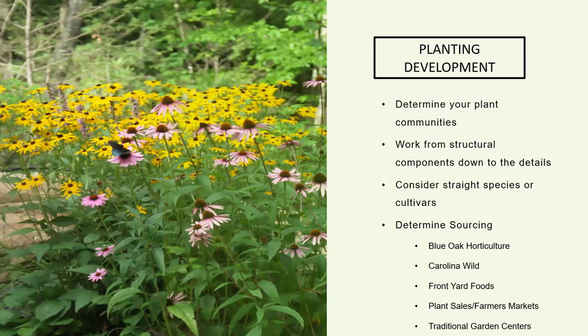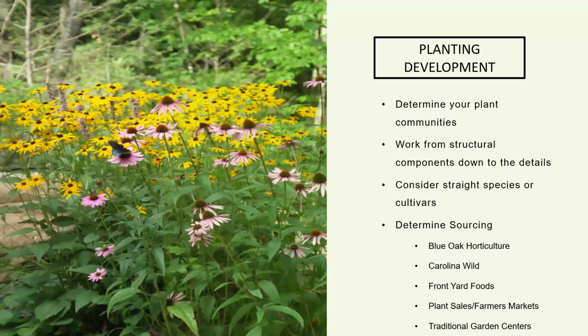And so once we do have all that structural stuff figured out, then we get into that planting development. And plant communities are key. And in order to determine those plant communities, we are thinking sun and shade. We are thinking wet or dry. We are thinking soil, underlying soil type, soil conditioning.